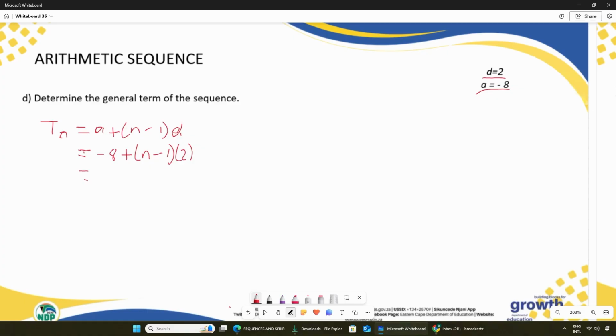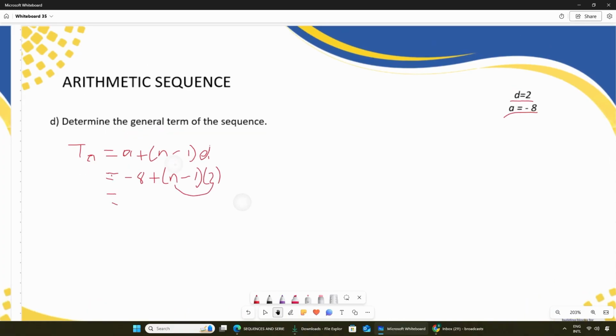So you're going to simplify that. You get negative 8 plus, you multiply this n by 2, and you multiply n by negative 1. So that will be negative 8 plus 2n minus 2. So that is 2n minus 10. That is your final answer.